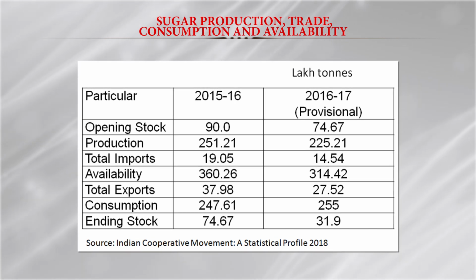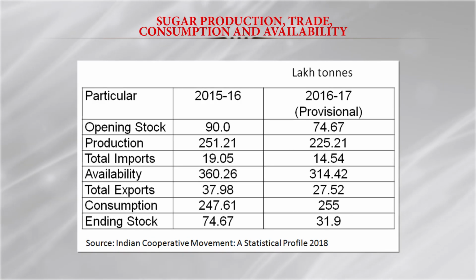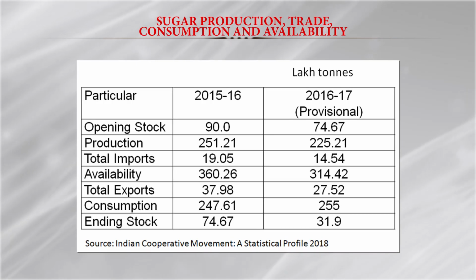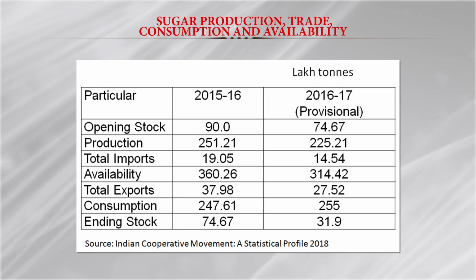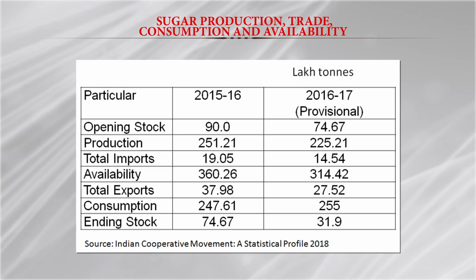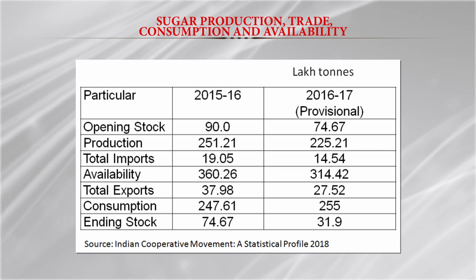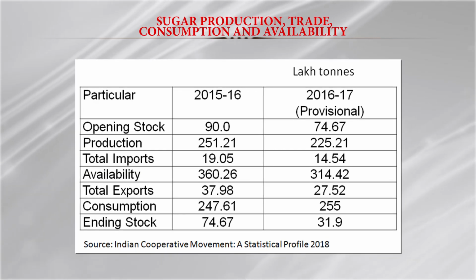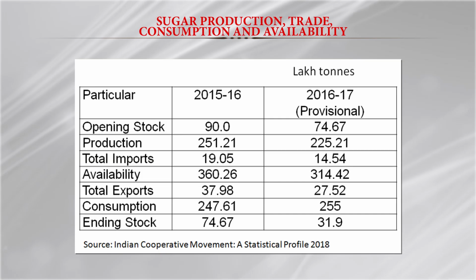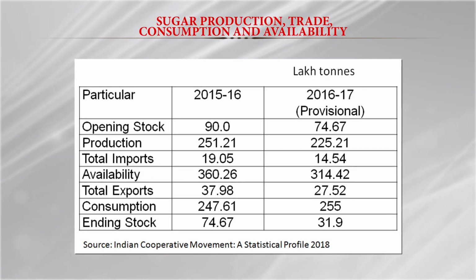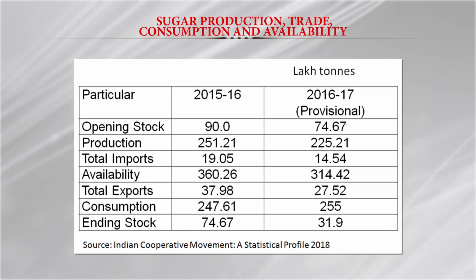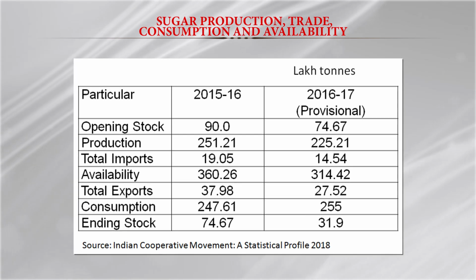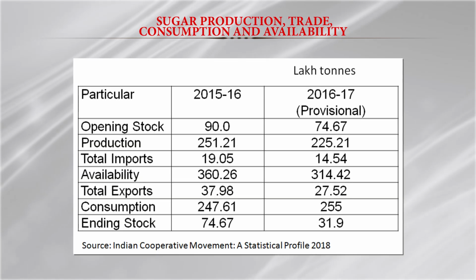Then we compare this data of 2015-16 to the data of 2016-17. We find that the opening stock was 74.67 lakh tons. When we compare the data of 2015-16 to 2016-17 with regard to sugar production, trade, and consumption and availability in the country, we find there is increasing production over the period of time. There is increasing export over the period of time.